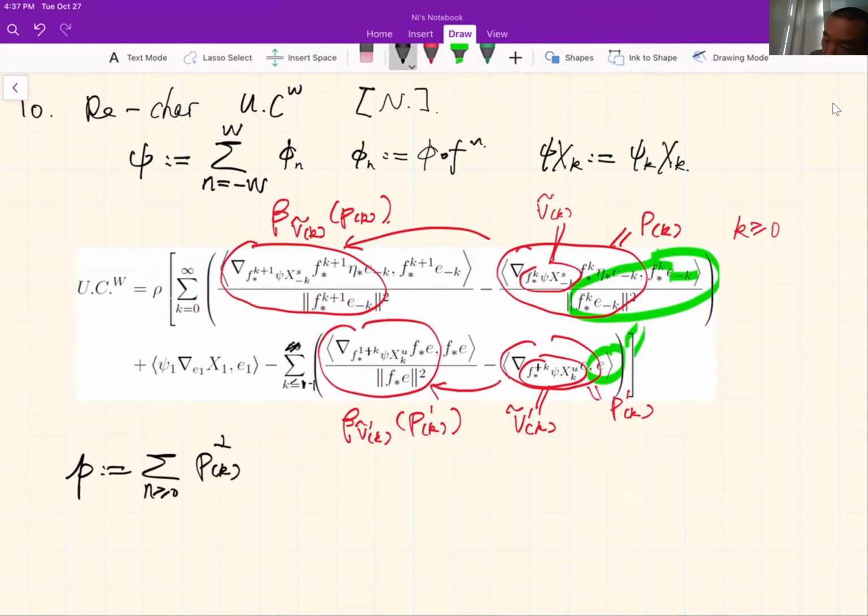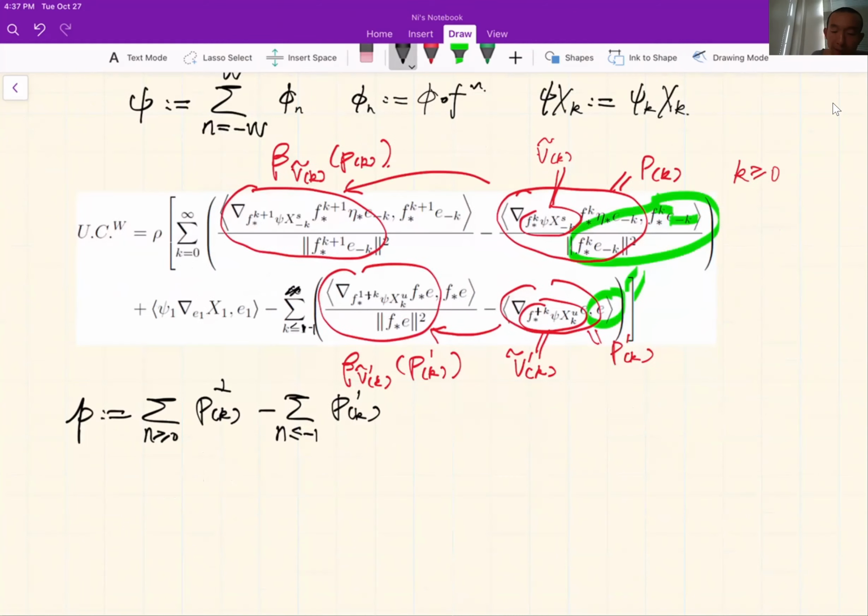Let's define a new quantity p as summing, for positive n's, pk perp. So this is to apply the orthogonal projection operator on p, which is a derivative of hypercubes, and subtract the summation over negative n's pk prime. Using this newly defined quantity, we can express the unstable convergence by a very simple formula.